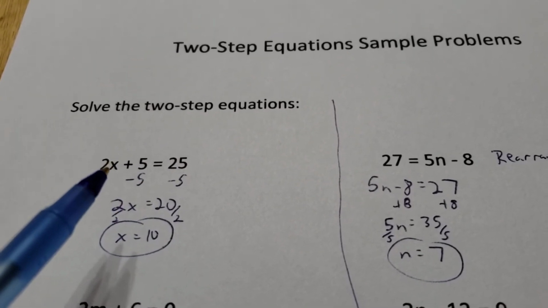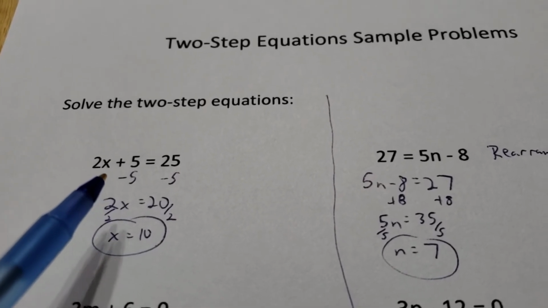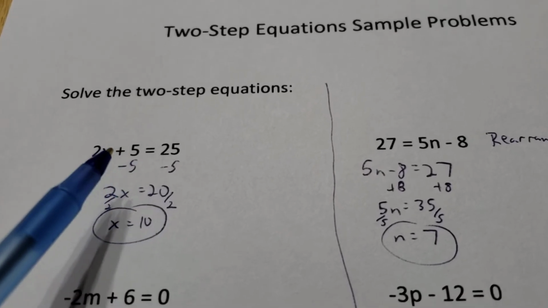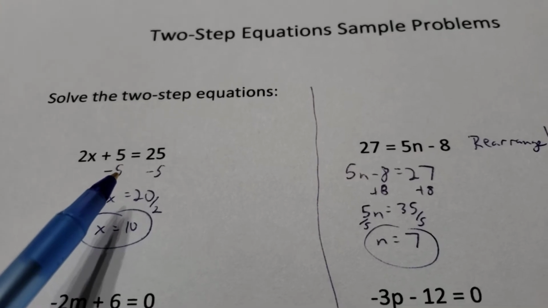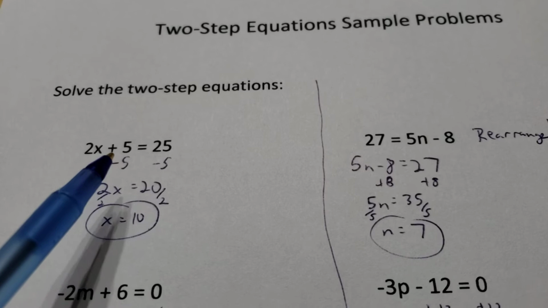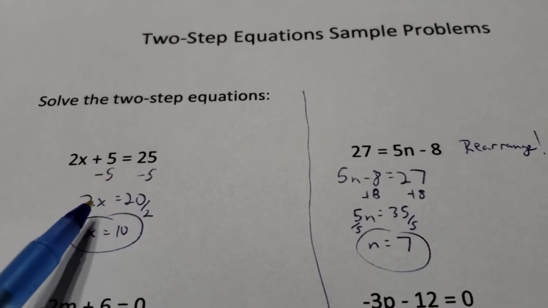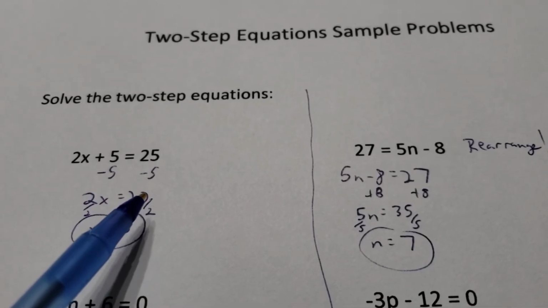The first thing I want to do is to get rid of any adding or subtracting of regular numbers. This is 2 times x. I don't want to mess with that yet. But this is just adding a regular 5. So the opposite of adding 5 is subtracting 5. And remember, we do that on both sides of the equation like we did yesterday. So positive 5 and negative 5 add up to 0. So you're left with just 2x over here. And then 25 minus 5 gives you 20.